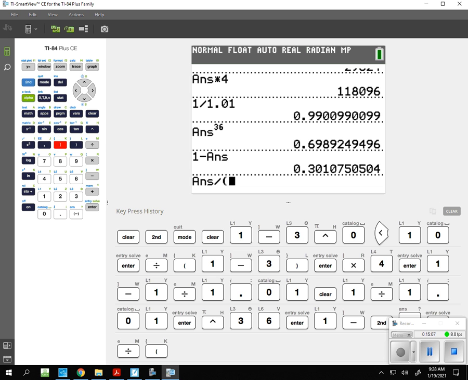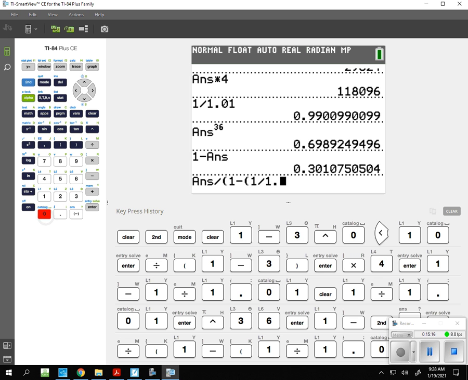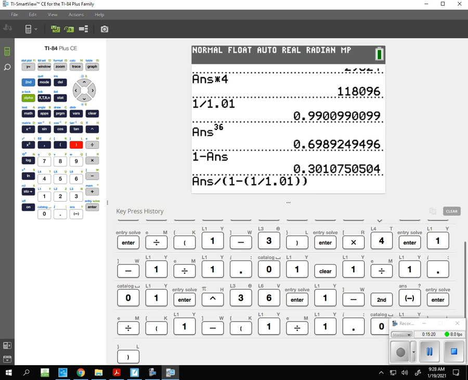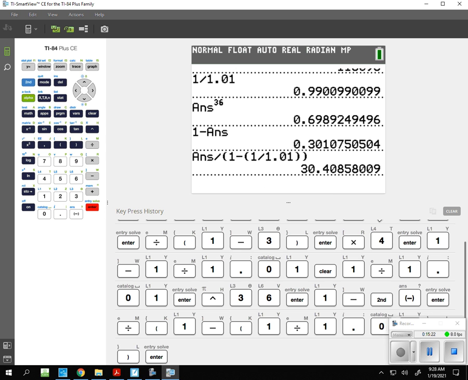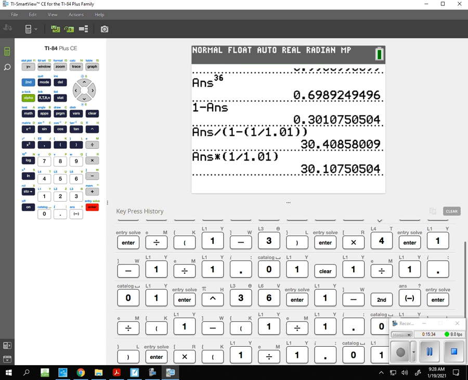Divided by, the bottom of our fraction is 1 minus, and we'll just go ahead and put in 1 divided by 1.01. So there's the parentheses times 1 divided by 1.01. So there is the bottom of our fraction.